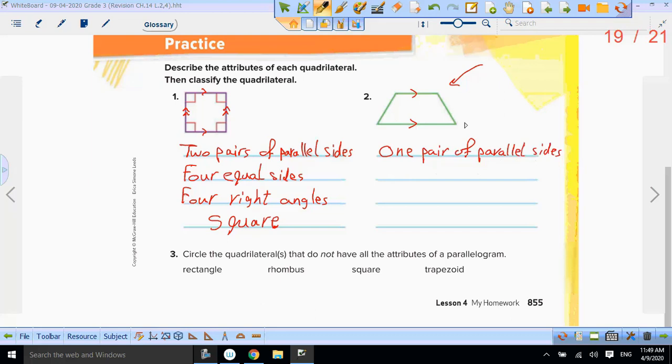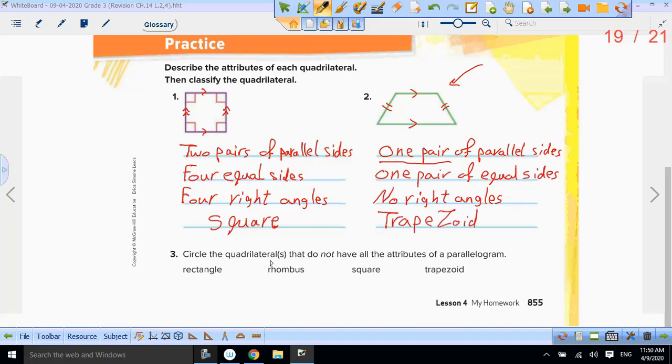Okay, for sides equal in length. For this trapezoid, we have one pair of equal sides. Any right angles here? No, no right angles. What is the name of this shape which has only one pair of parallel sides? Yes, it's trapezoid.